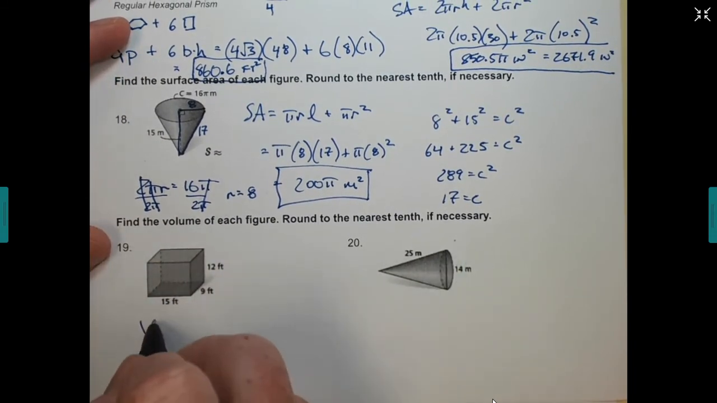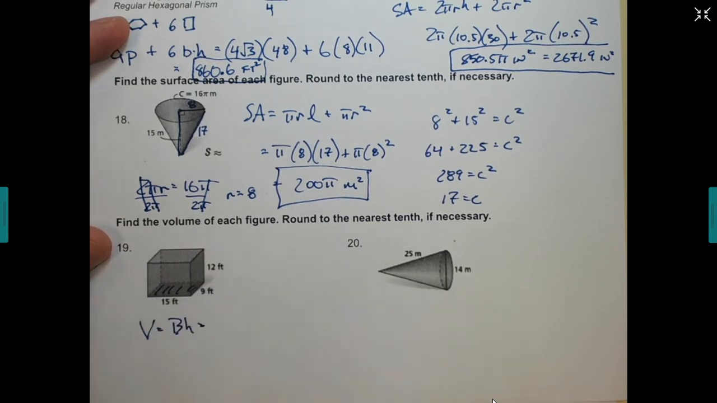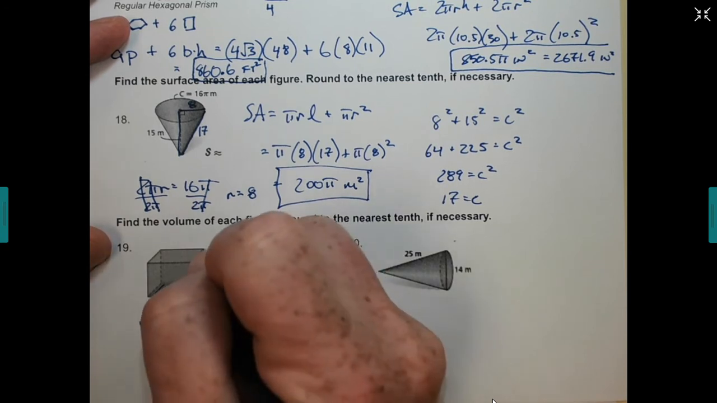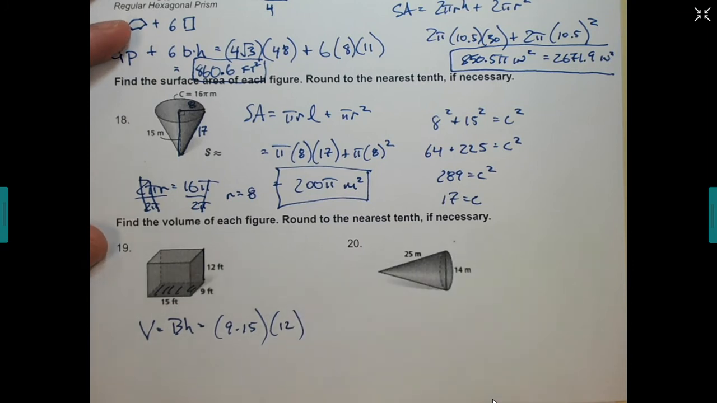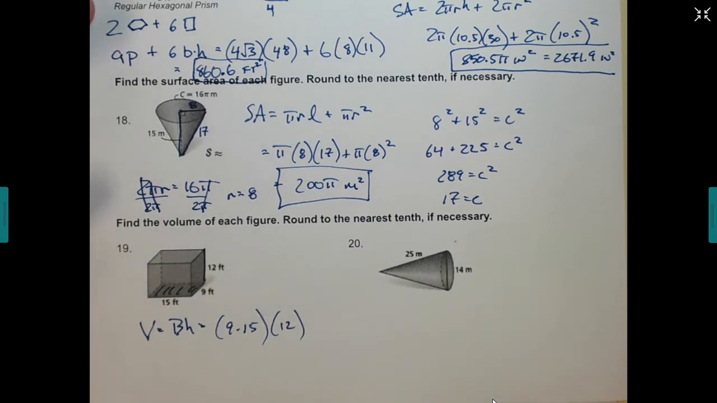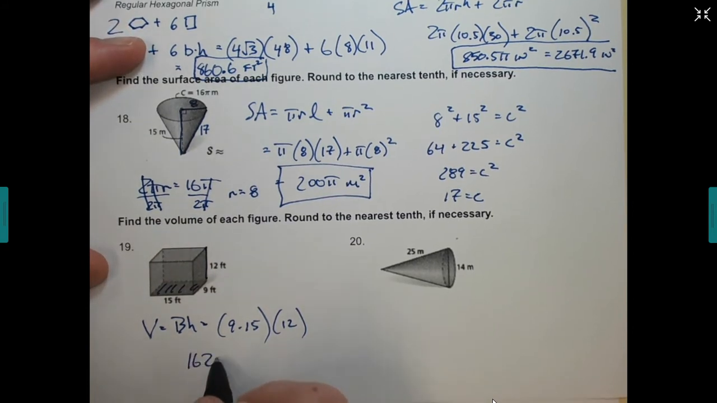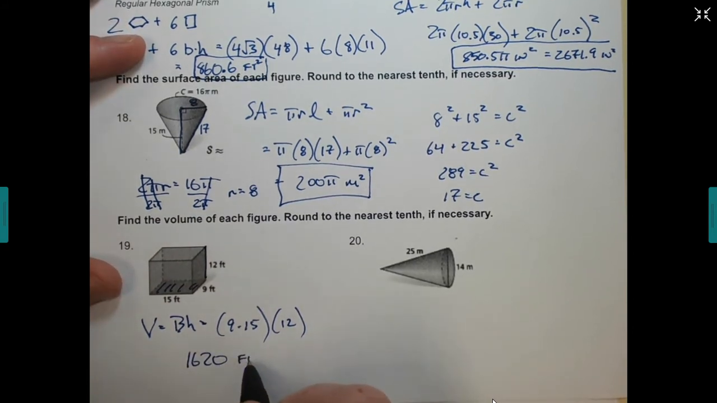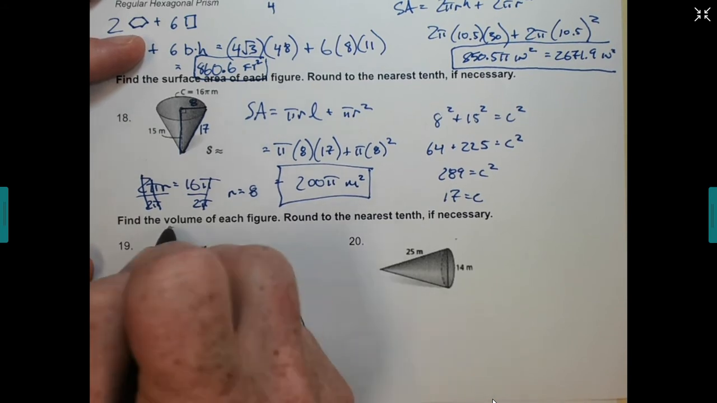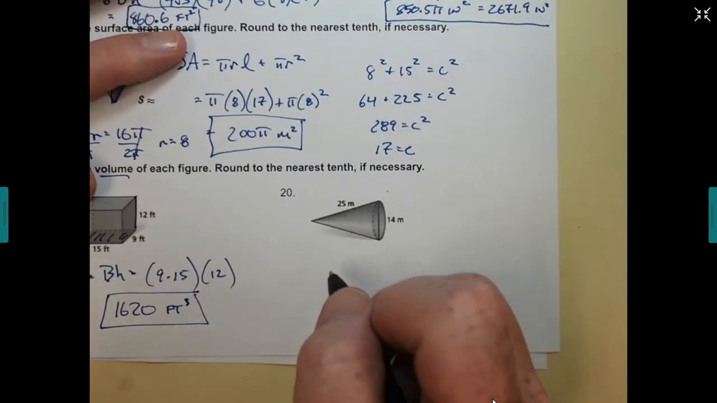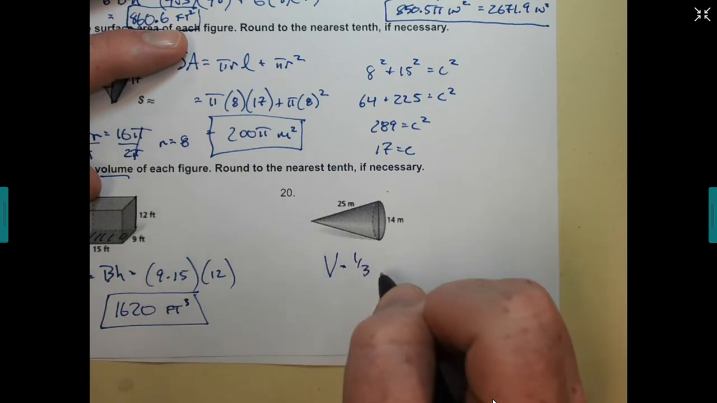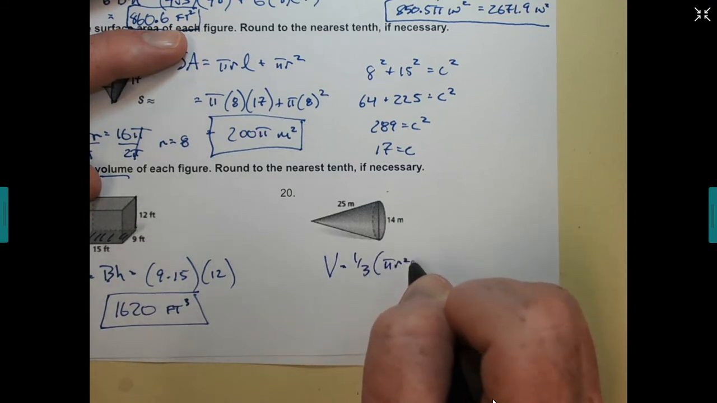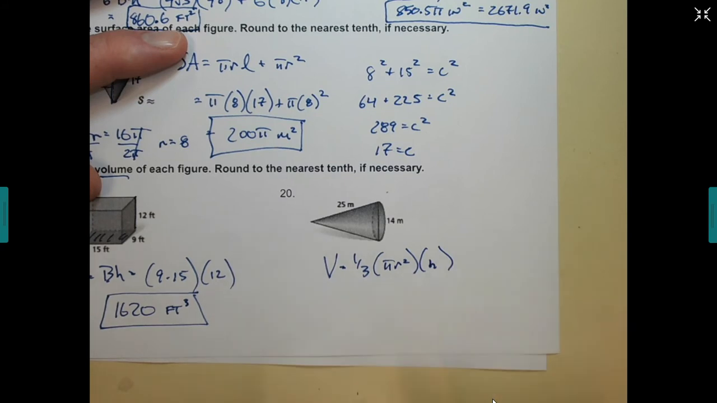So volume, again, area of the base times the height. If I'm going to call this the base, then I'm going to do 9 times 15 for the base, and then I'm going to call this the height, which is 12. Not a bad problem. 9 times 15 times 12 is 1,620 cubic feet. Here, volume, 1/3 times the area of the base times the height.